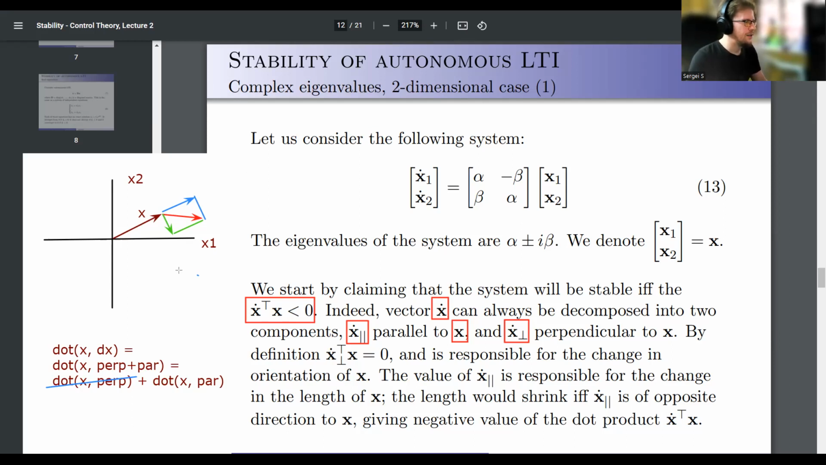Okay. So what we see is that this dot product here only depends on the dot product between x and the parallel component of x dot. And from the picture, you can see here that this parallel component will drive x, will increase it in size or decrease it in size. So if their dot product is positive, it means that they are codirectional. So x will increase in size. Okay.